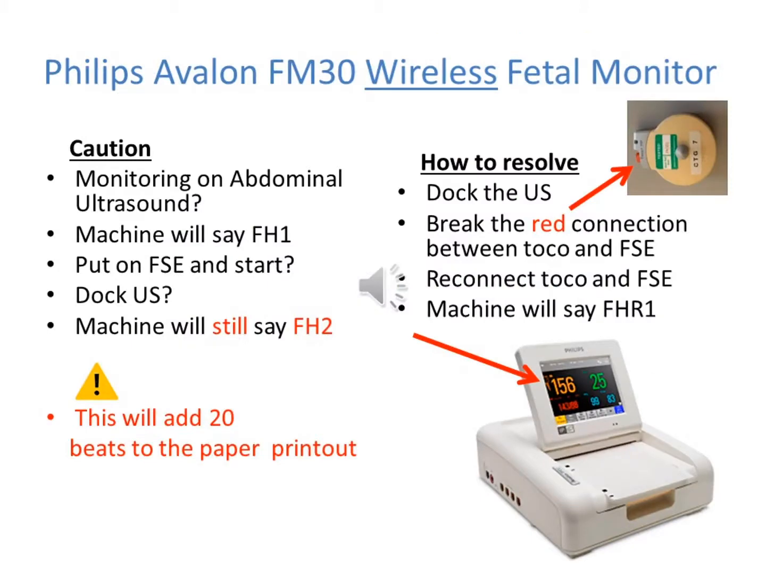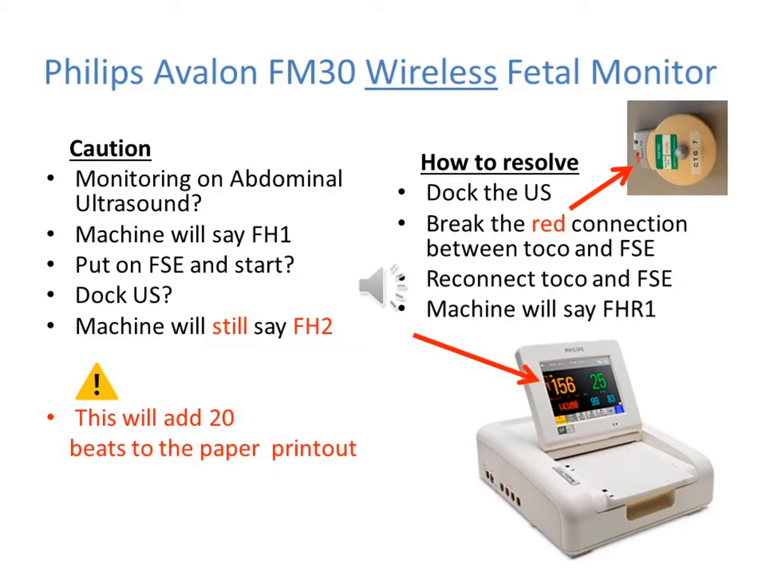Something that you must always remember when you use the Philips machine is that if you're using the abdominal monitor, the machine will read FH1. If during the mother's labour you switch to using a fetal scalp electrode, and you put the FSE on and start, the machine will say FH2.